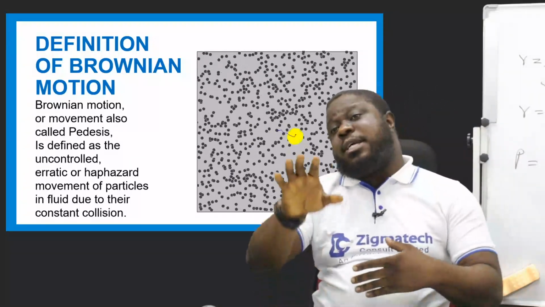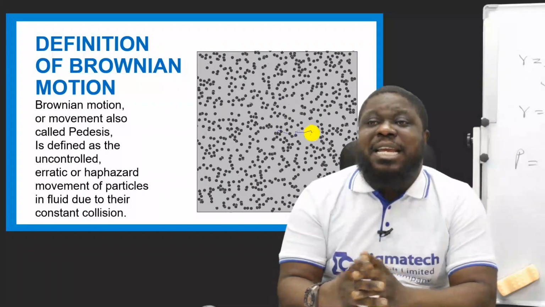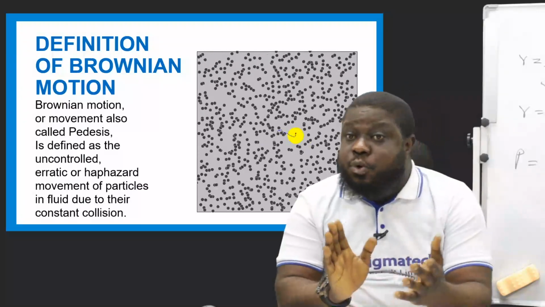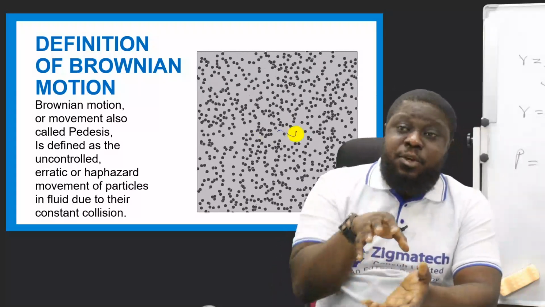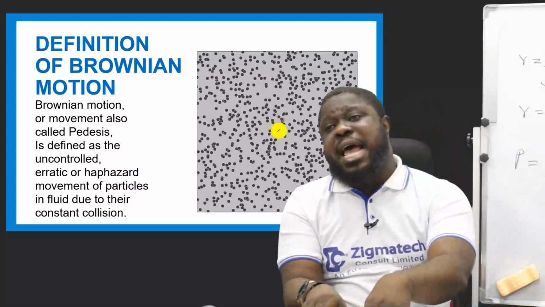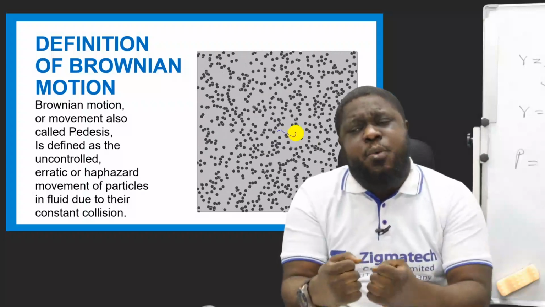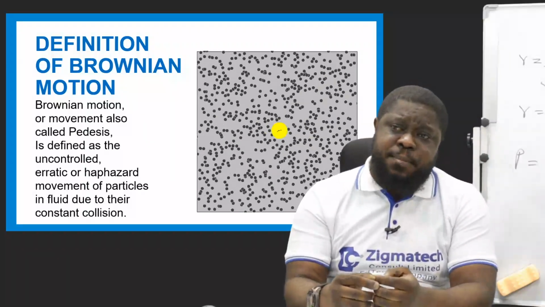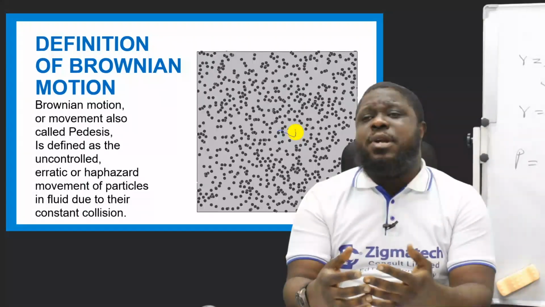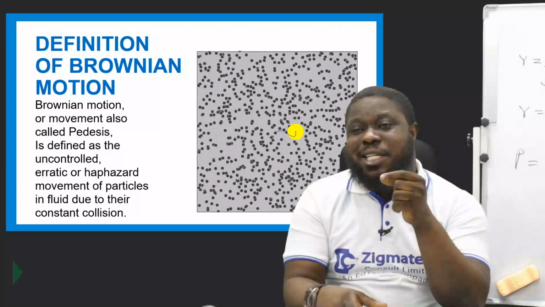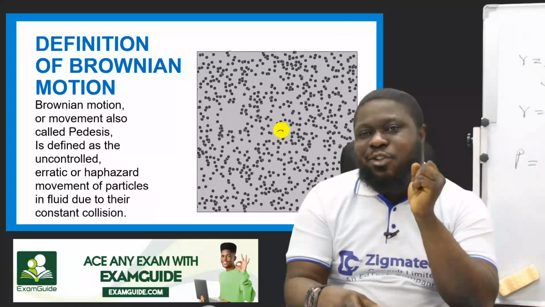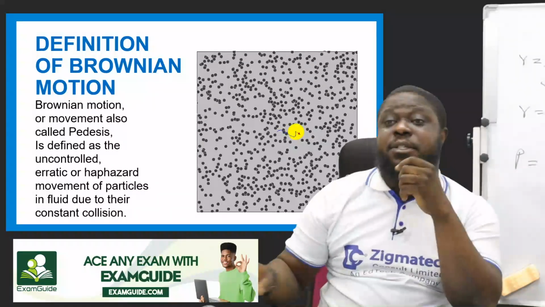They are not controlled, as you can see on the screen. They are scattered and they are colliding. They always collide in that movement. So using this particular movement, they came to realize that the kinetic theory, which is the movement theory of matter, has the Brownian motion as a quantitative explanation. Remember, the movement is uncontrolled.